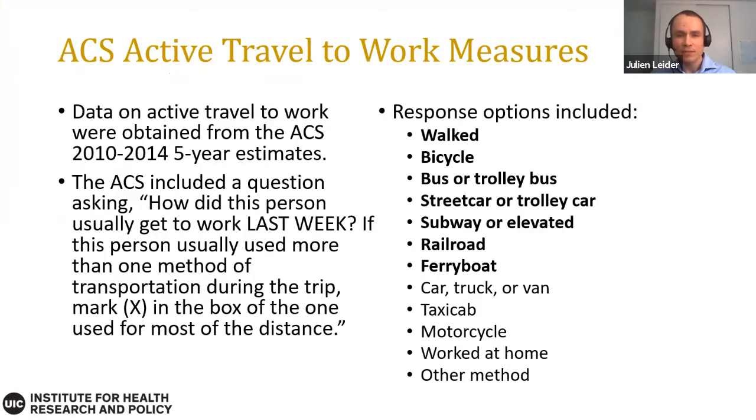Our active travel to work outcome came from the ACS 2010 to 14 5-year estimates. In particular, the ACS question asking about how individuals got to work last week. This included a number of response options, and of interest to us, it included options for walking, biking, or taking any of 5 specific public transit options.